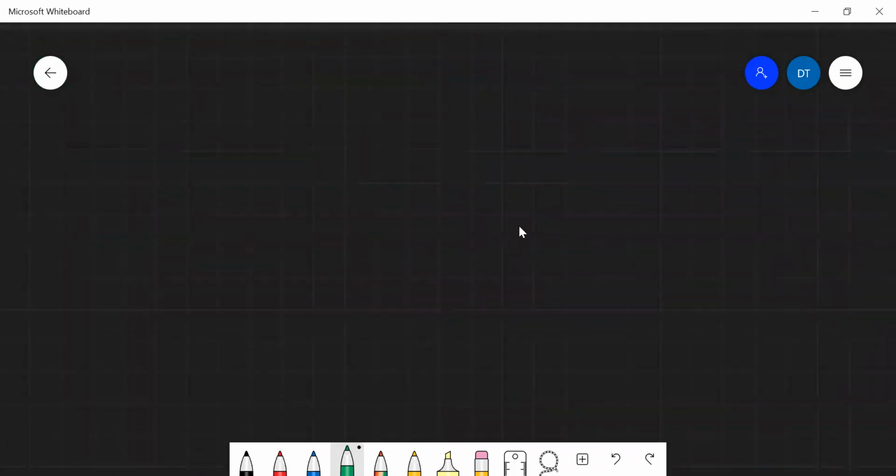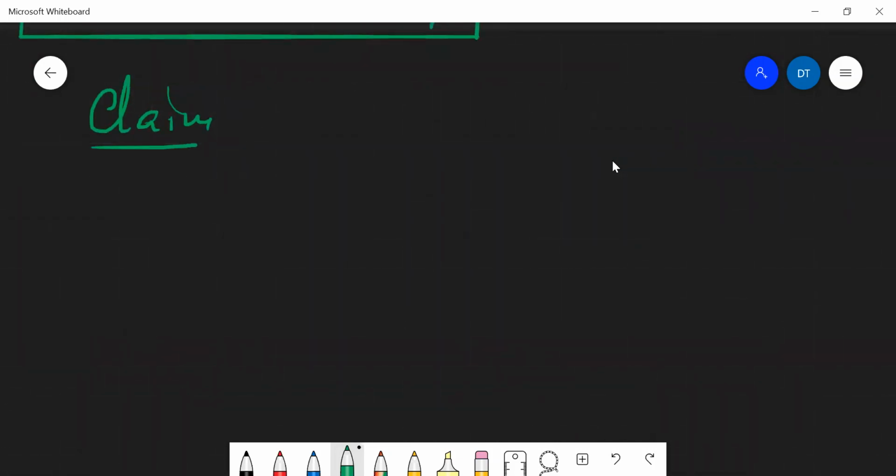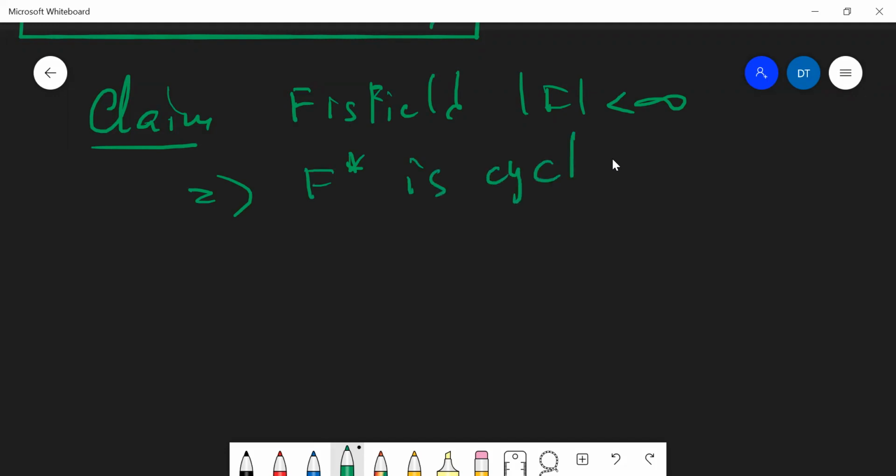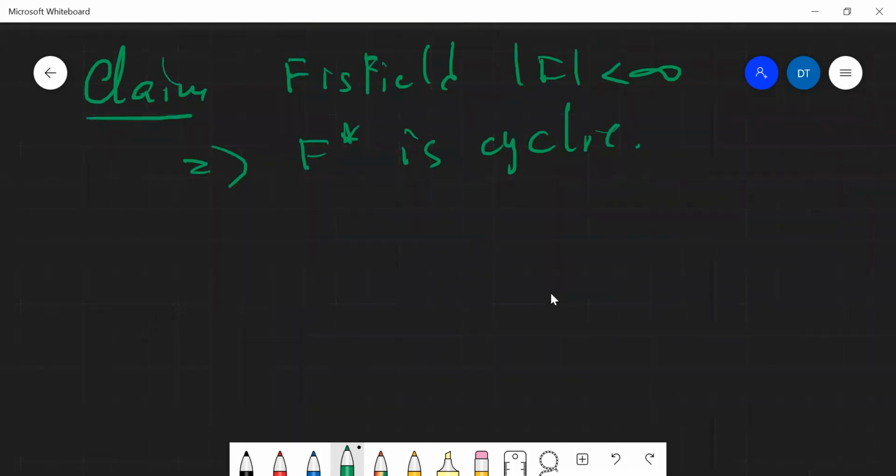Now I want to prove another claim. I want to describe the group of invertible elements of a finite field. Well, there is a miracle. This group is always cyclic. Suppose F is a field and it's finite. Then F star is cyclic. Well, this is a miracle, actually. And it's a very useful one.